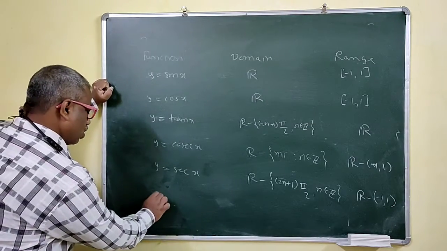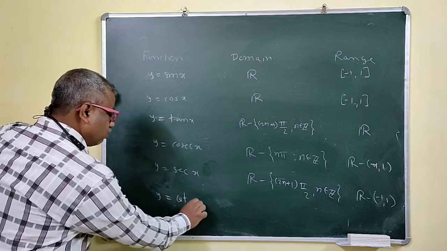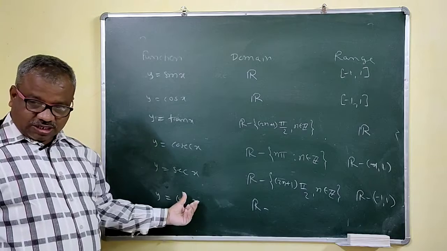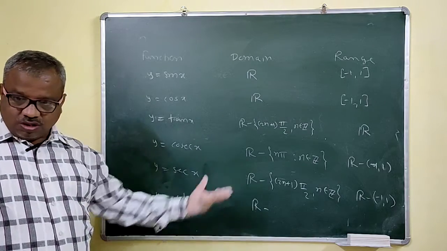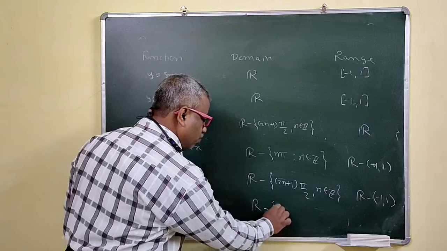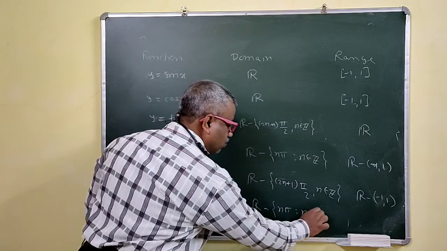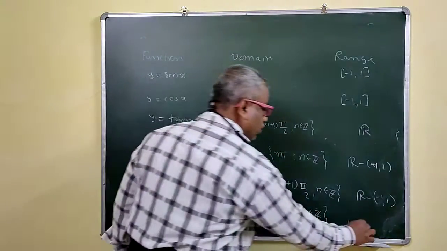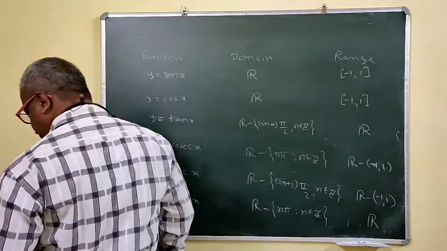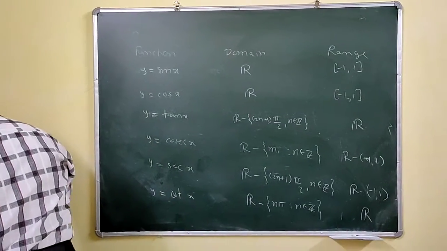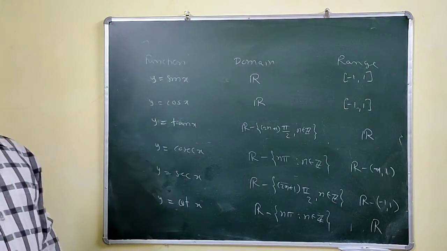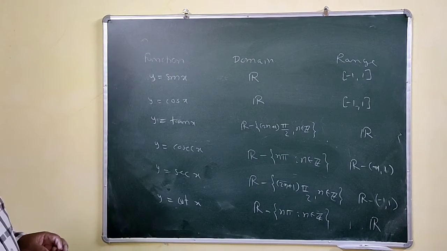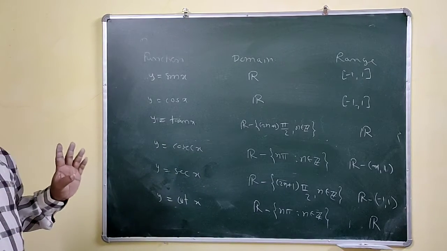Now y is equal to cot x. Cot x means cos x upon sin x. Where sin x is equal to 0, you have to remove that, your n pi, where n belongs to Z, and Z means the set of integers. The range of cot will be R. So remember, this is the table.